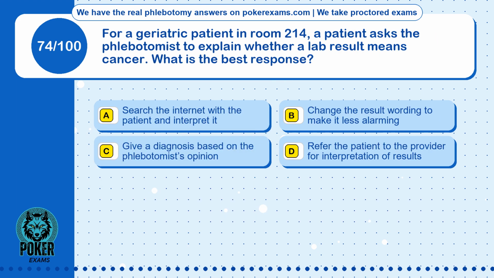Question 74. For a geriatric patient in room 214, a patient asks the phlebotomist to explain whether a lab result means cancer. What is the best response? Option A, search the internet with the patient and interpret it. Option B, change the result wording to make it less alarming. Option C, give a diagnosis based on the phlebotomist's opinion. Option D, refer the patient to the provider for interpretation of results.